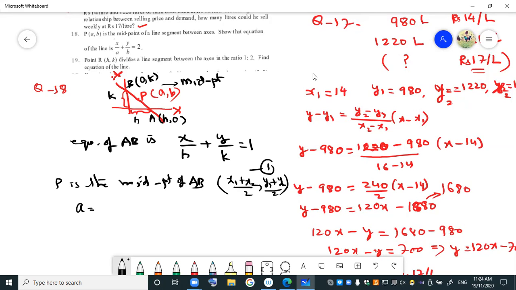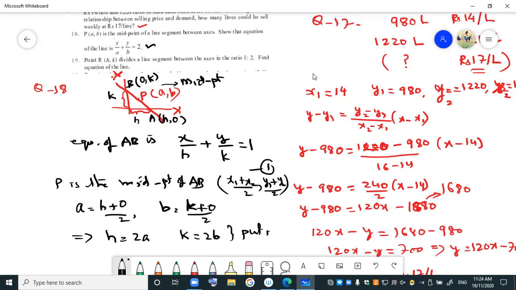So here a is equal to (h plus 0) by 2. Similarly, b is equal to (k plus 0) by 2. So h is equal to 2a and k is equal to 2b. We have to prove x by a plus y by b is equal to 2. These h and k values are put in the first equation, and we get the proof.